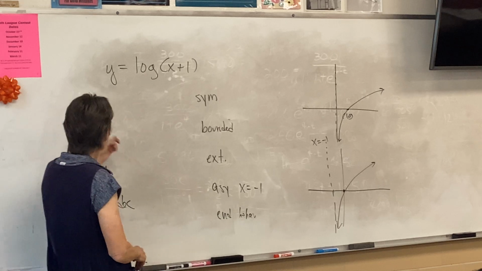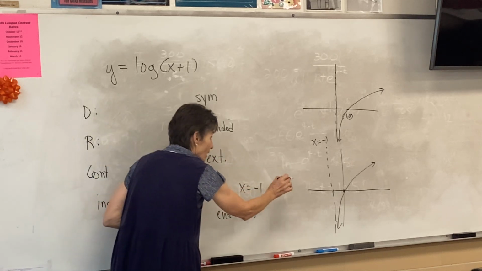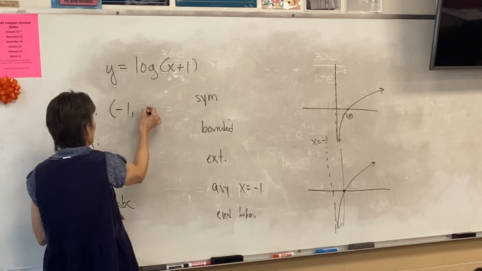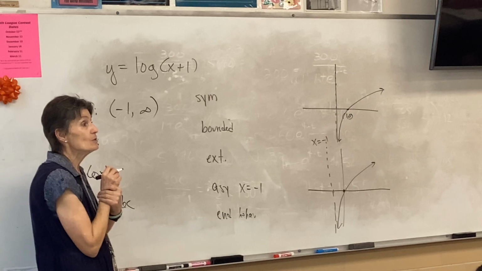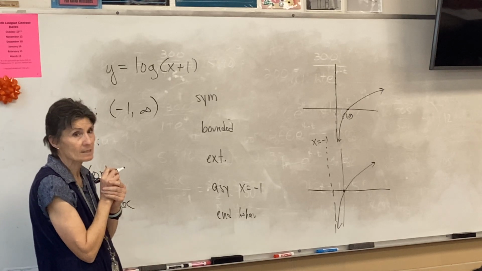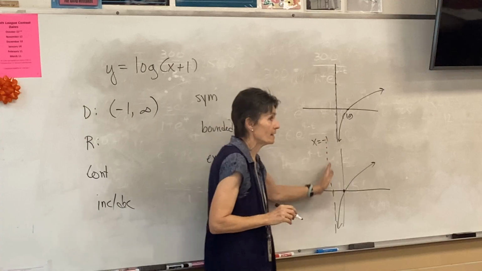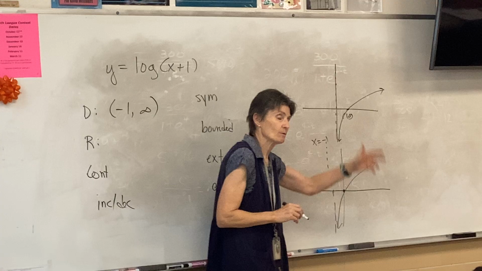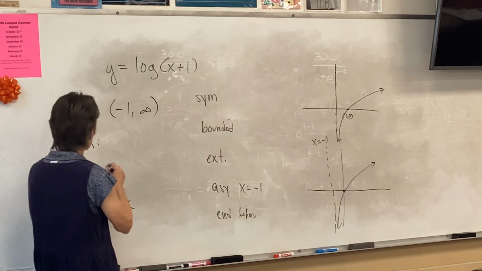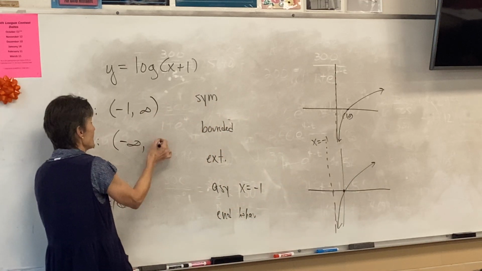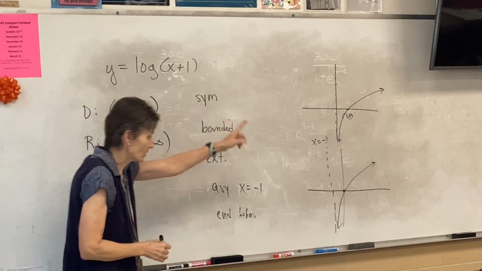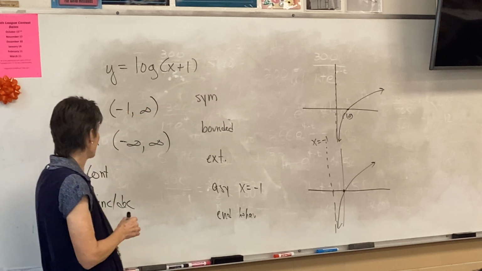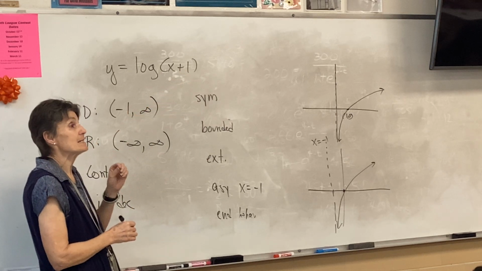Okay, can you tell me about the domain of that picture? Parentheses, -1 to positive infinity. Notice, no brackets, because -1 is an asymptote, not included, and of course we never include infinity. All right, tell me about the range. All reals, negative infinity to infinity. It goes all the way down and all the way up. Perfect.